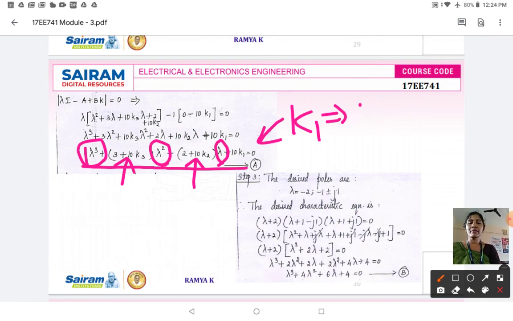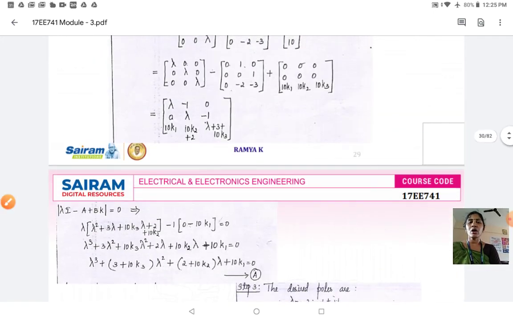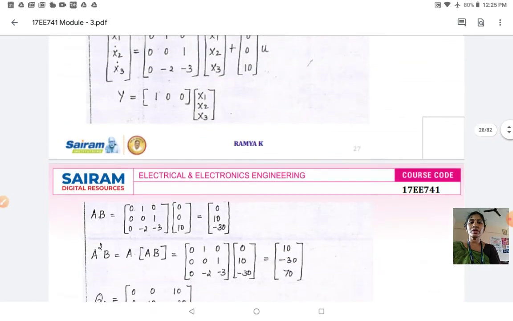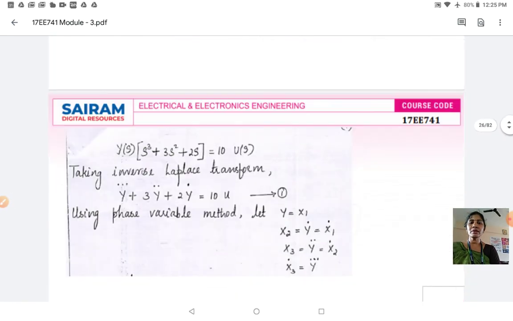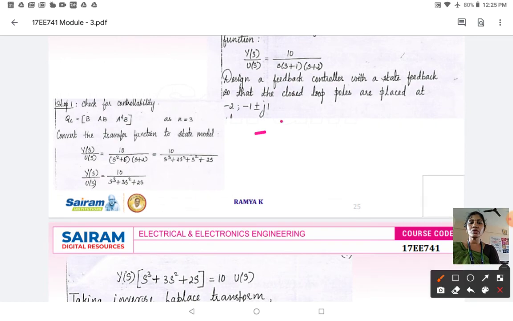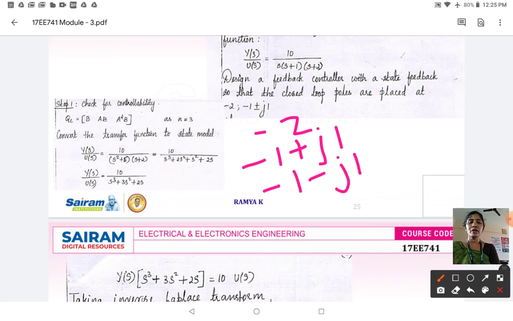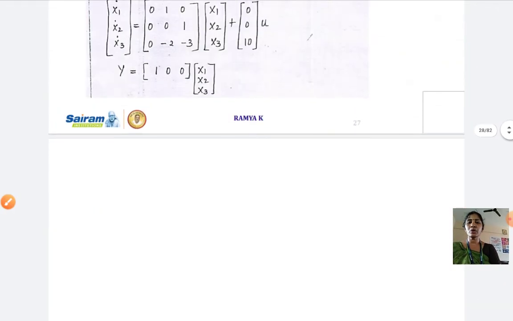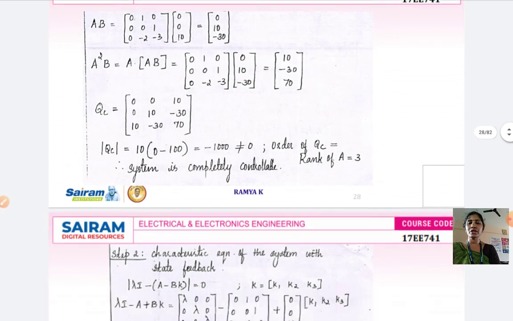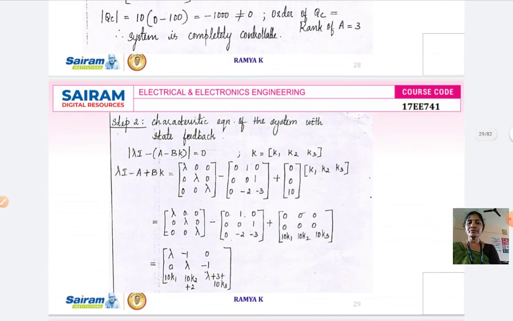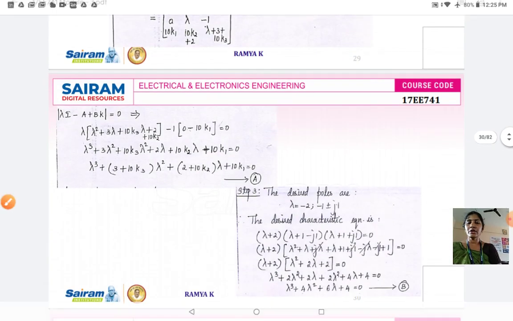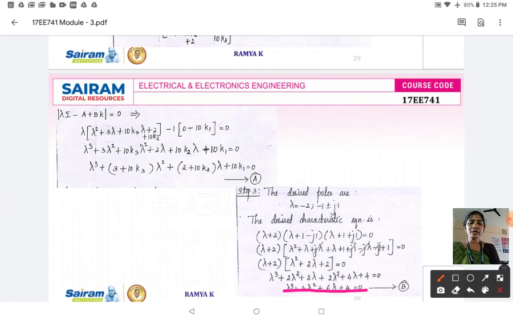So from this, once again, we need to obtain the desired characteristic equation from the poles. How many poles are given in the problem? In the given problem, 3 poles have been given. The first pole is going to be minus 2, the second pole is going to be minus 1 plus j1, and the third pole is going to be minus 1 minus j1. When you multiply all these 3 poles for the desired characteristic equation, you will be getting the equation lambda cube plus 4 lambda square plus 6 lambda plus 4.